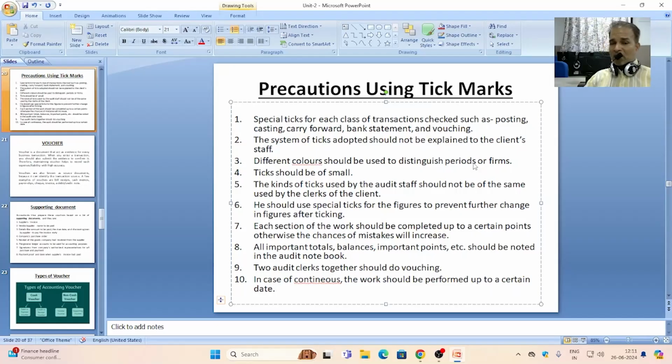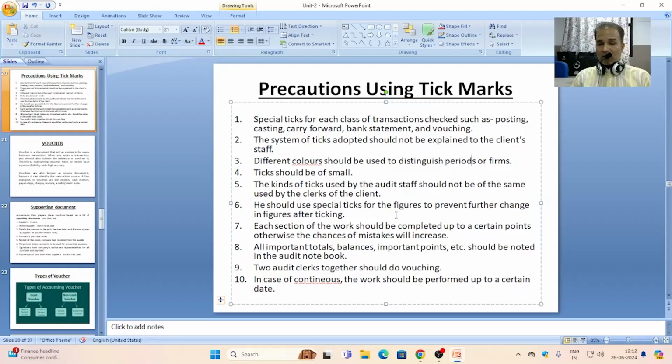Auditors are always advised to use different colors of audit marks to make the difference between various periods of the accounting year, accounting duration. Ticks should be small in nature. Different ticks should be used by the auditor. He can also use a special or different tick for the figure or for the transactions.